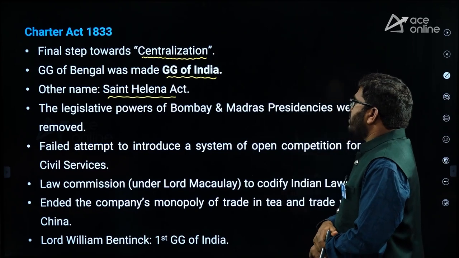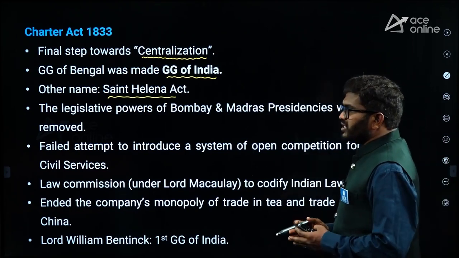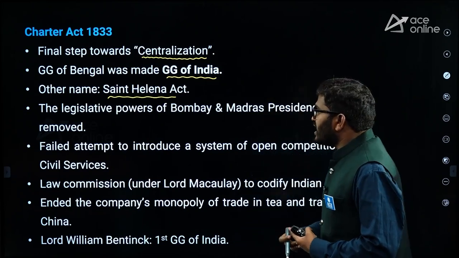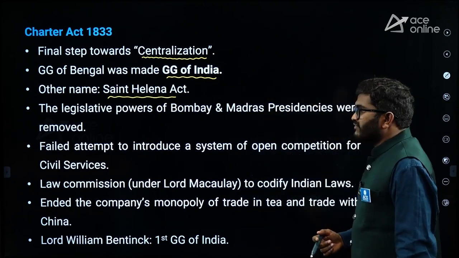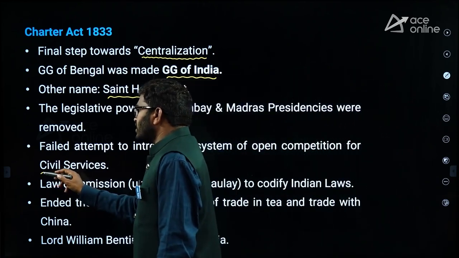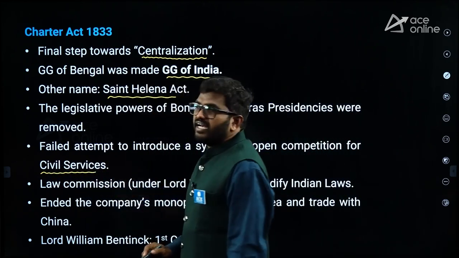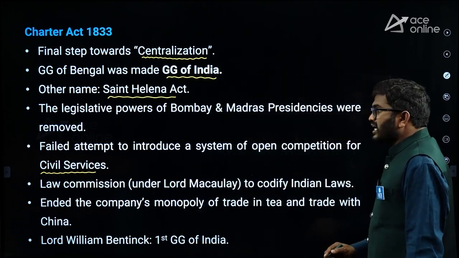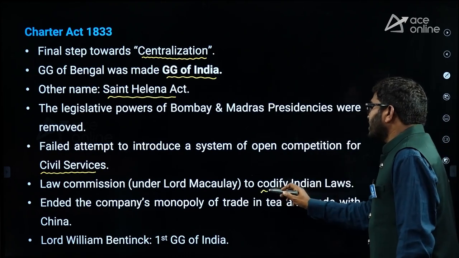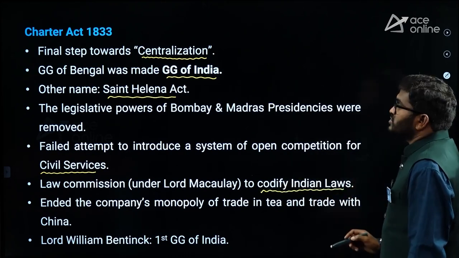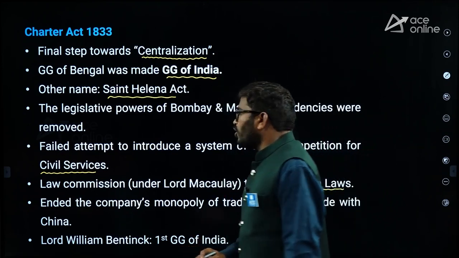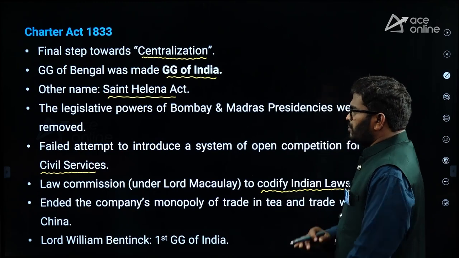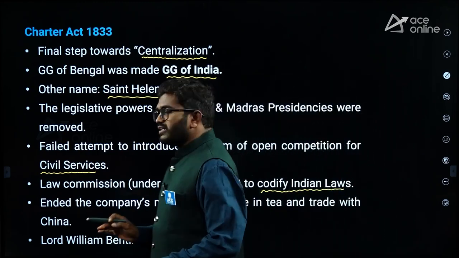The legislative powers of Bombay and Madras presidencies were removed. There was also a failed attempt to introduce a system of open competition for civil services. Actually, they started civil services in India, but it failed. And a Law Commission under Lord Macaulay was created to codify Indian laws. So remember, to codify and frame the Indian laws, it was possible through this Act. It also ended the company's monopoly of trade in tea and trade with China. So the complete East India Company monopoly was ended.